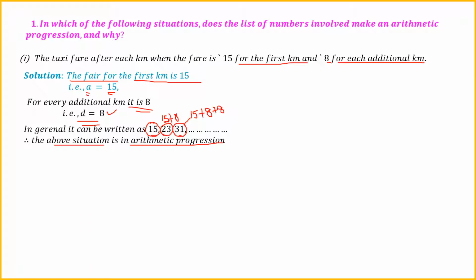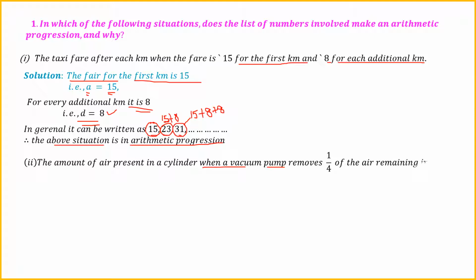Coming to the next question: the amount of air present in a cylinder when a vacuum pump removes one-fourth of the air remaining in the cylinder at a time. This question, without any explanation, can be considered as not an arithmetic progression. The reason?